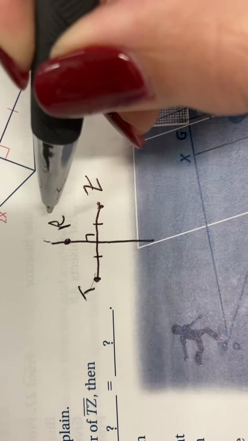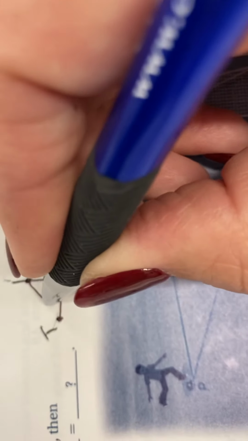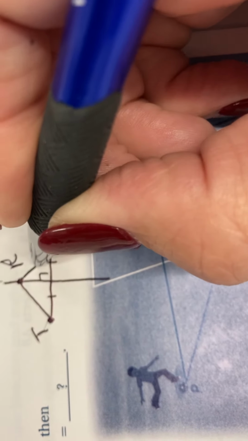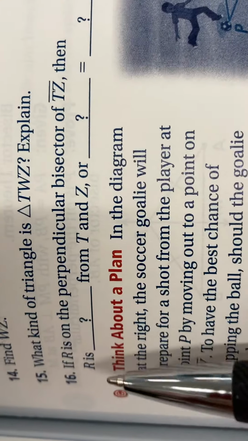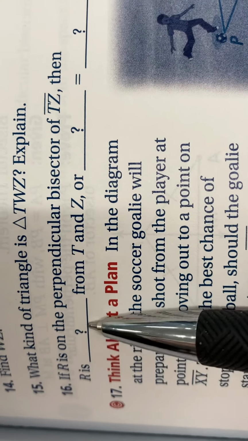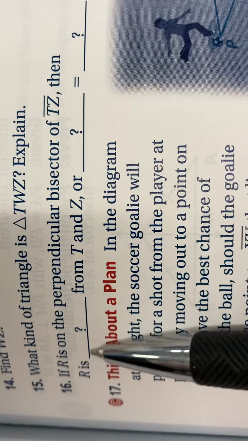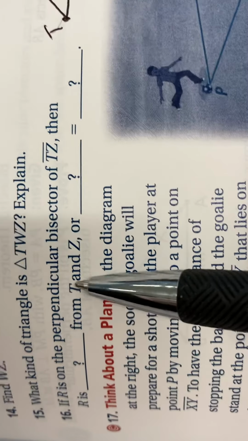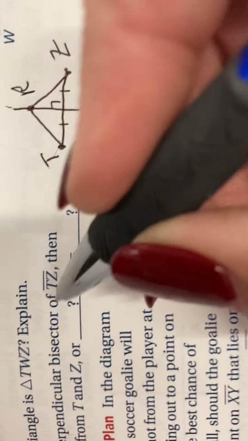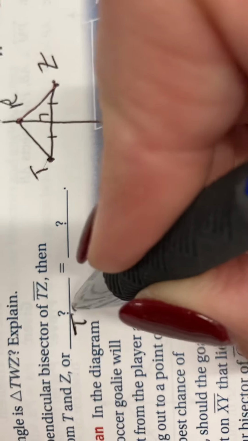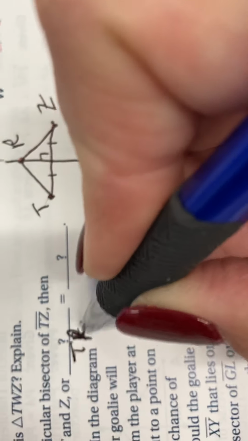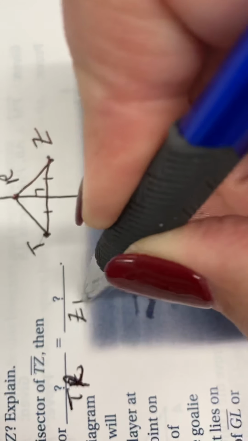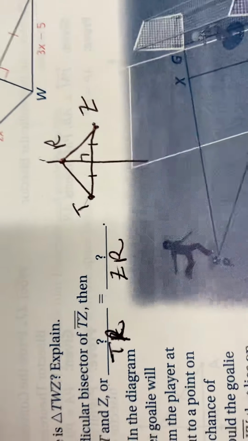If R is on the perpendicular bisector, then I know the distance from R to T and R to Z have to be the same. So let's go fill in this blank. Then R is equidistant, that's what I want right here, equidistant from T and Z, or, and then this is what it wants here, your equal length. So you would say TR is equal to ZR, and that's what it's looking for.